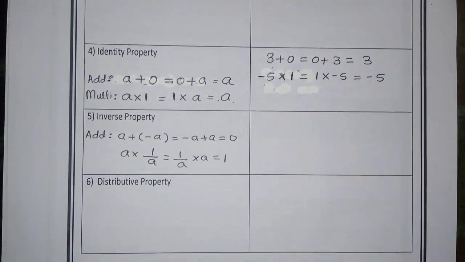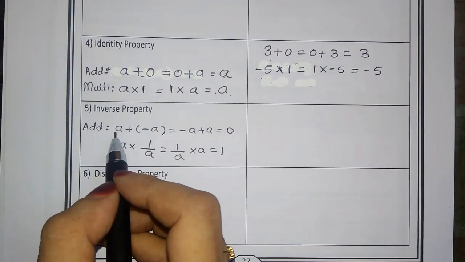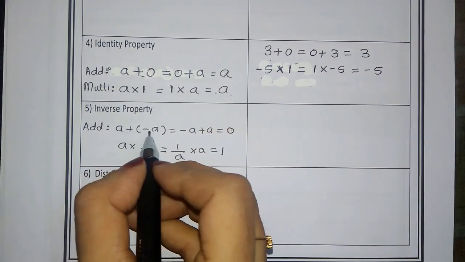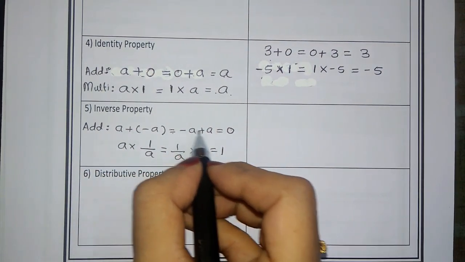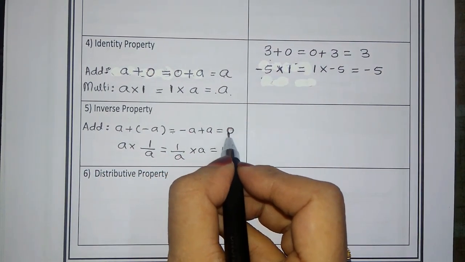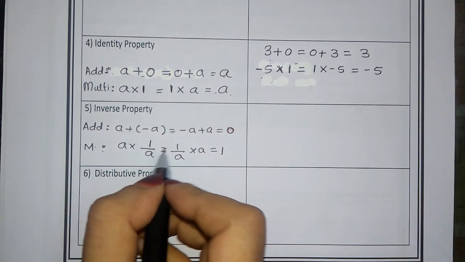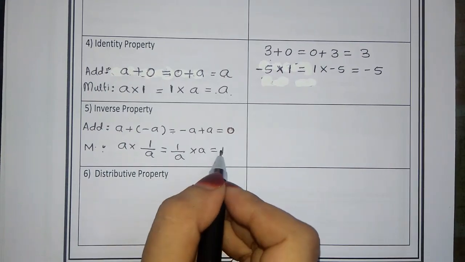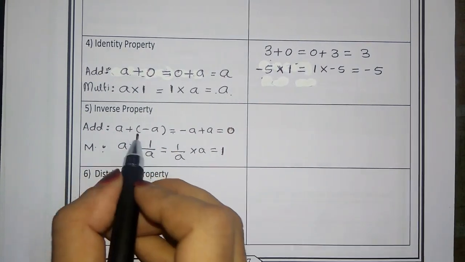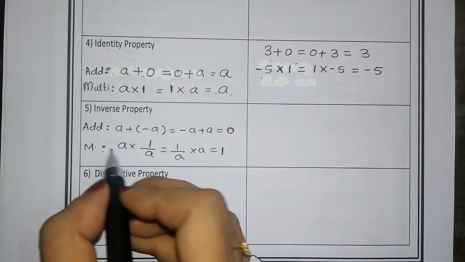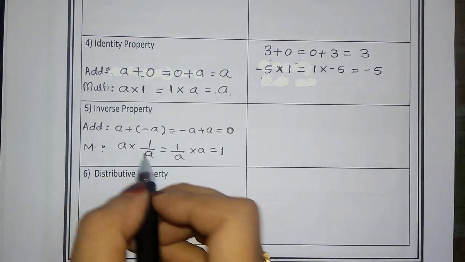Okay, so let us see about the inverse now. In inverse, we can see here a plus minus a is equal to minus a plus a is nothing but 0, and for multiplication a into 1 by a is equal to 1 by a into a is 1. So this is the general form for the inverse property of addition and of multiplication.